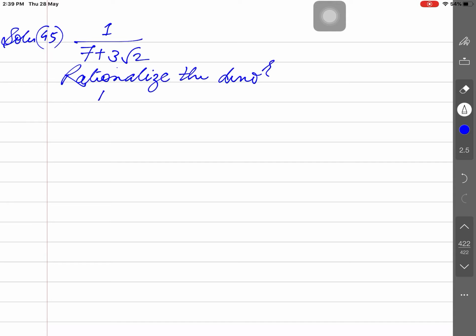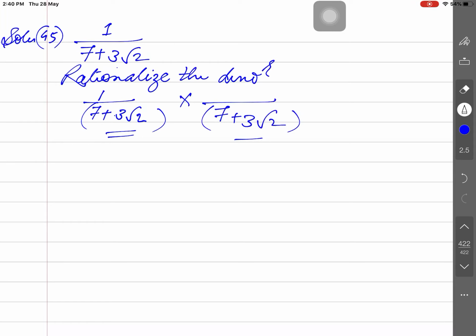So what is to be done? 7 plus 3 root 2. So what is the rationalizing factor? The term which you multiply to the irrational expression, and that makes it rational, is called the rationalizing factor. So what is its rationalizing factor? You will multiply this by 7 plus 3 root 2. This is the rationalizing factor. So this is to be multiplied in numerator and denominator like this.